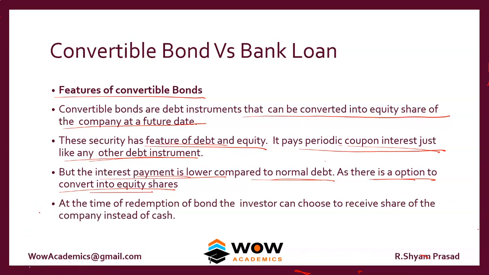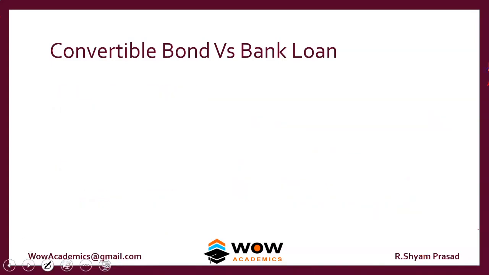At the time of redemption of the bond, the investor can choose to receive the shares of the company instead of cash. So at the fifth year end only, you will get that option to convert into shares or just have it as debt. So we'll discuss the convertible loan versus a bank loan. In a normal bank loan, you want to borrow 1 crore of money for 5 years, and you pay an interest of 15%.